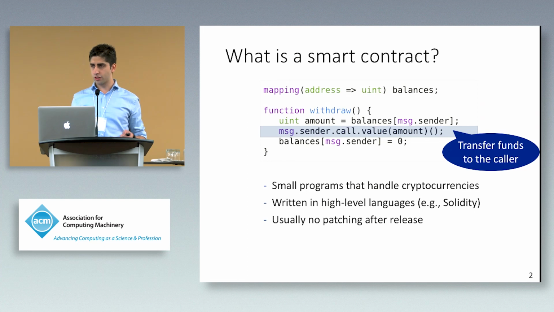These kinds of contracts are typically written in high-level languages, like this one, for instance, which is written in Solidity. And an important thing for security is that once you write these contracts and deploy them on the blockchain, typically there's no way to update them. So this really means that you have to make sure that there are no security vulnerabilities before you go to deployment on the blockchain.